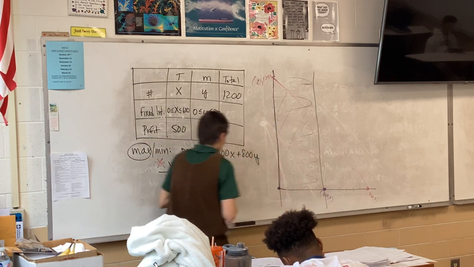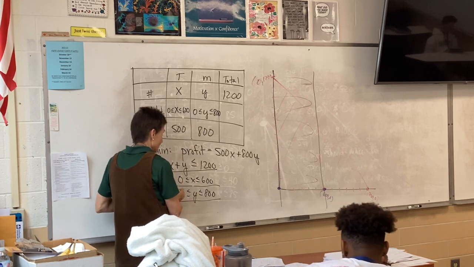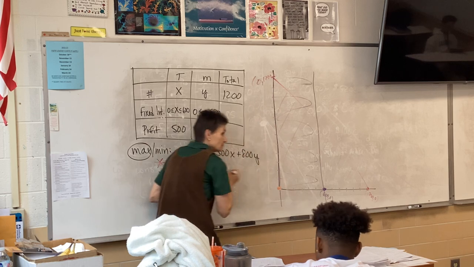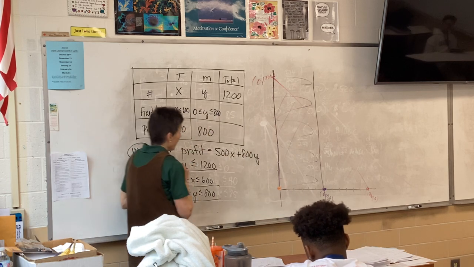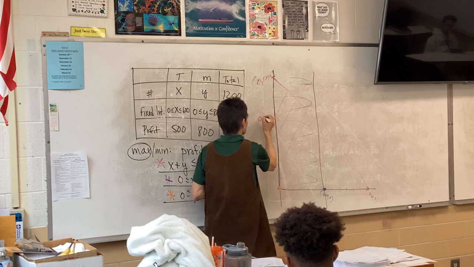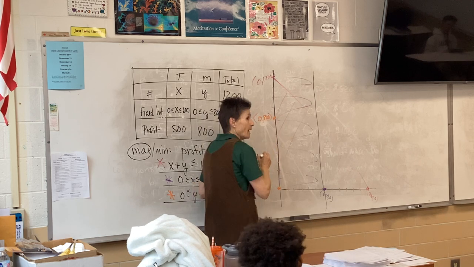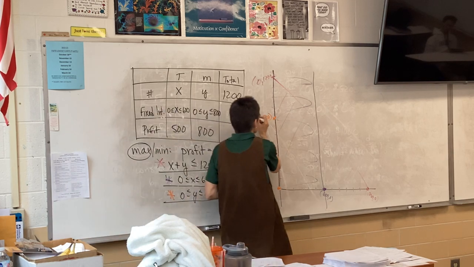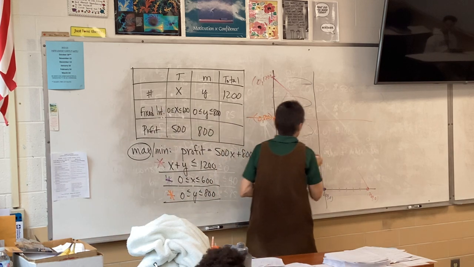All right, now I'm doing the same thing with this one. Y is 0 right here. Y is 800 right here. What kind of lines do you think I'm going to draw this time? Horizontal through those two dots. Oh, that's bad.